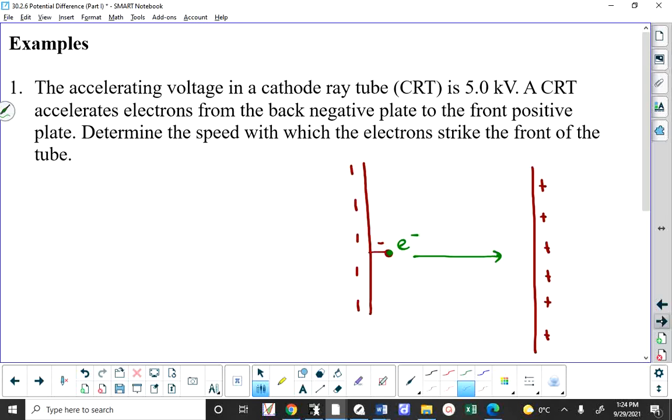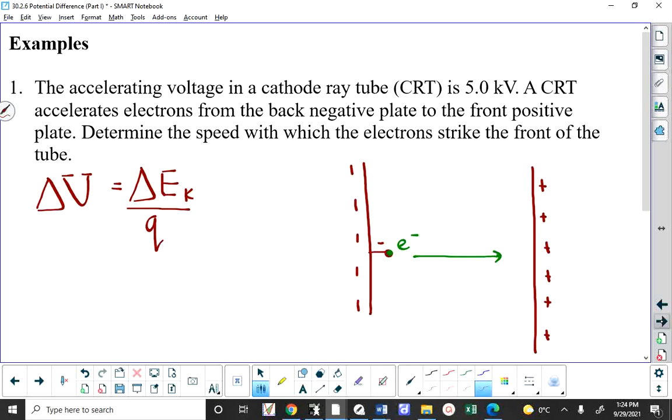The electron at this point in time has 100% electrical potential energy because it's forced away from this, and it has no kinetic. The question is, what speed is it going to have when it hits? It's not a difficult idea when you see it. I'm going to take my voltage formula, which is potential difference equals change in energy over charge. I'm going to put a K with the energy, because the change in energy the electron is going to experience will be kinetic.